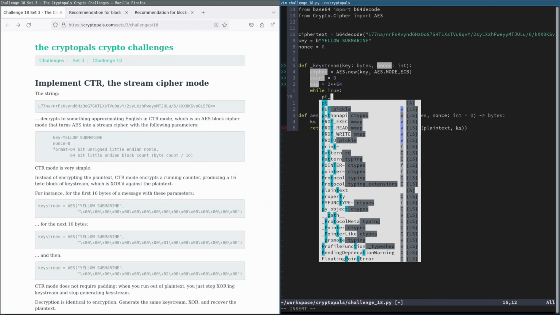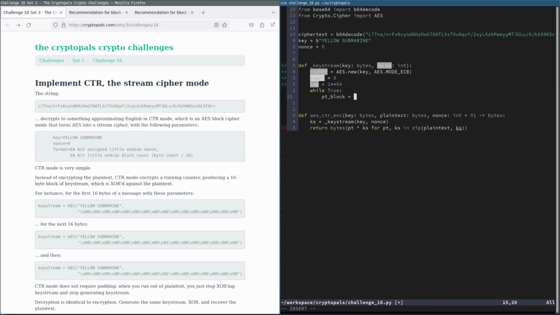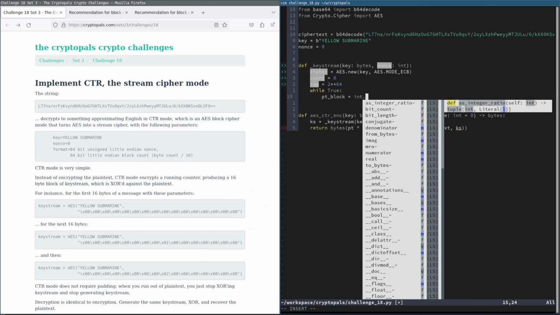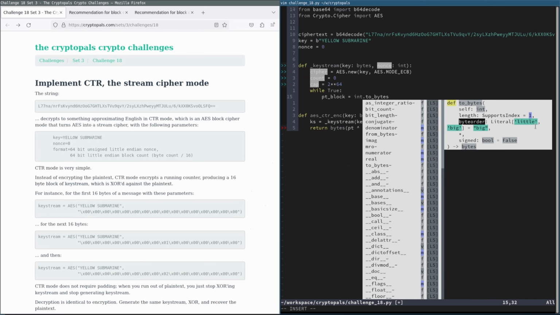And here we have a couple ways of doing this. Count and nonce are both integers, and integers have a to_bytes method, which takes a byte order, which can be either little endian or big endian, although it defaults to big. So you could just write to_bytes plus to_bytes, and that would work just fine.